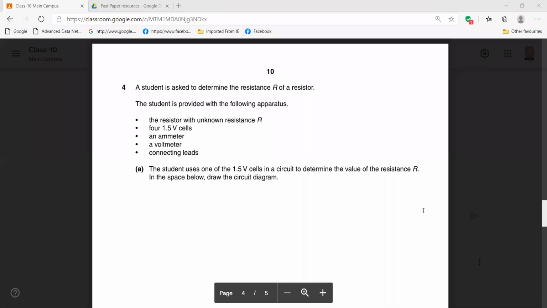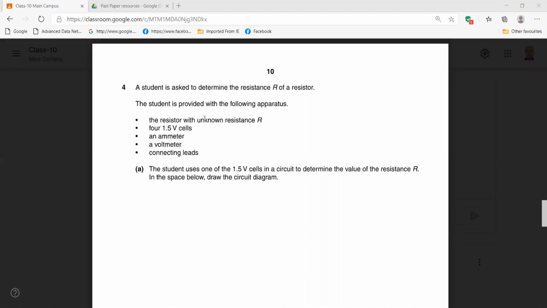Student is provided with the following apparatus: a resistor with unknown resistance R, 1.5 V cells, an ammeter, a voltmeter, connecting leads. The student uses one of the 1.5 V cells in a circuit to determine the value of the resistance R in the space below. Draw the circuit diagram. Okay. So the student uses one of the 1.5 volt cells in a circuit to determine the value of the resistance R.